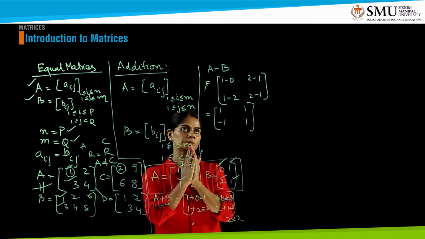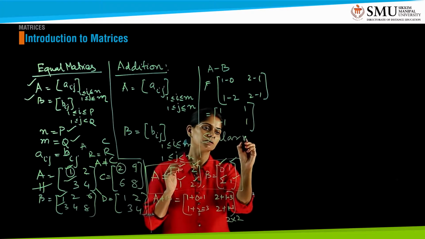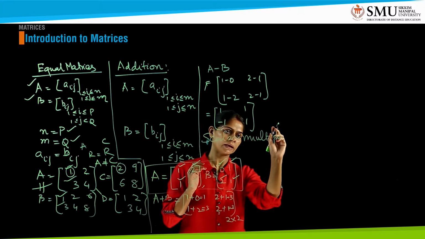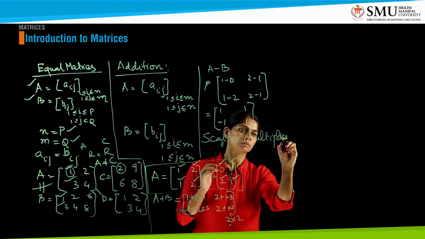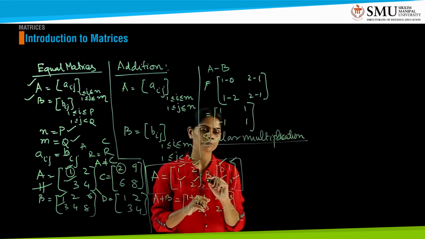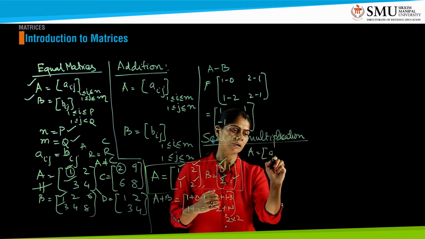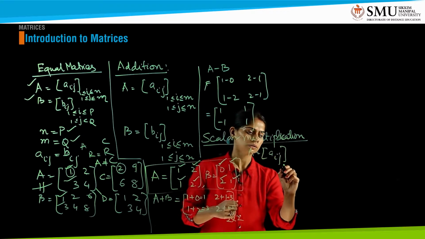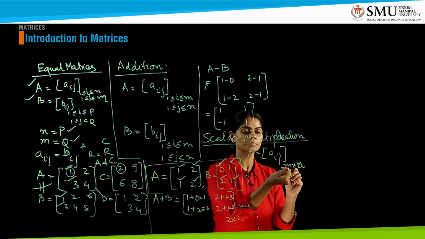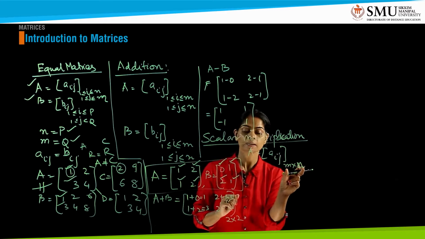Now, the third concept is scalar multiplication. What do you mean by scalar multiplication? You all are familiar with the word scalar. Actually, if we are going to multiply any matrix, let A equal Aij be any matrix of order m cross n, which means i varies from 1 to m and j varies from 1 to n. This means that it is a matrix of order m cross n.